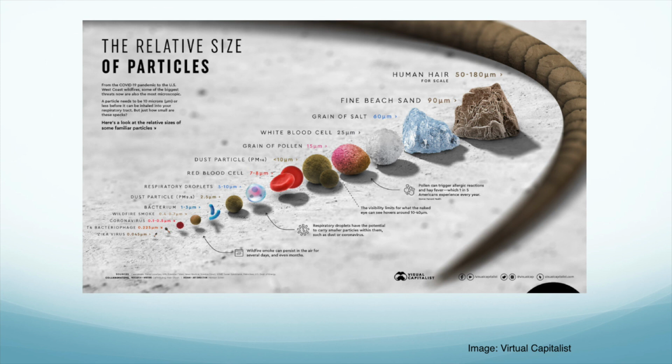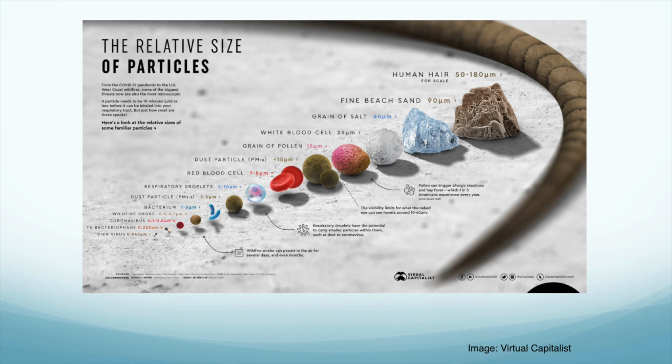Now, if you focus on the translucent round sphere to the left of the red blood cell, this is a respiratory droplet of about 5 to 10 microns in size. This is the size of an inhaled particle that would be expected to make it down into the lower respiratory tract. All of the particles larger than this will typically be filtered out in the nose and the throat. It's only particles this size or smaller that will travel to the lower reaches of the lung.